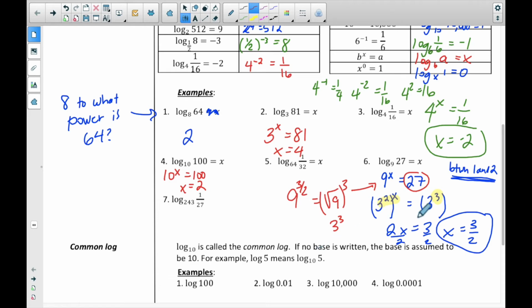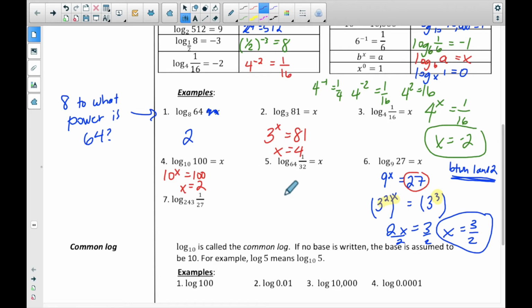But how do you even get there? Well, to get there, you have to find that common base and then do a little bit of logical conclusions to come up with 2x equals 3. Okay, let's do another example because I know that is not an easy problem.